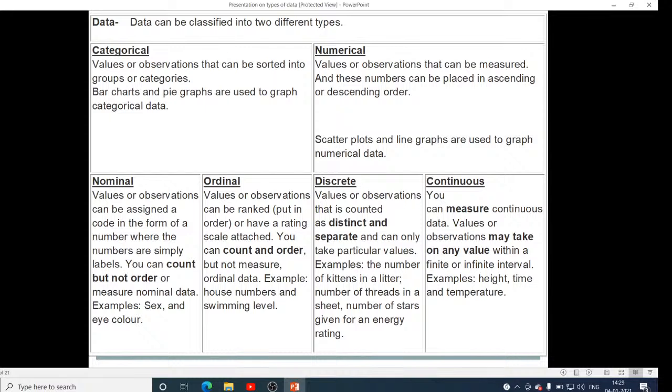Overall, the presentation is this slide only. Okay. So data is classified into 2 types. Listen carefully. I've asked some questions.